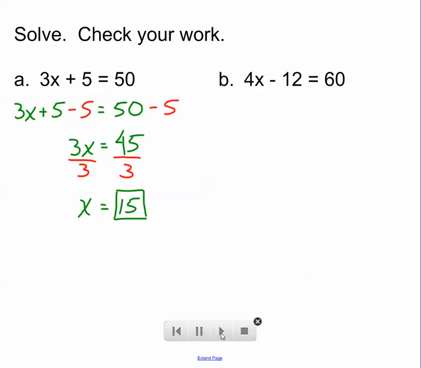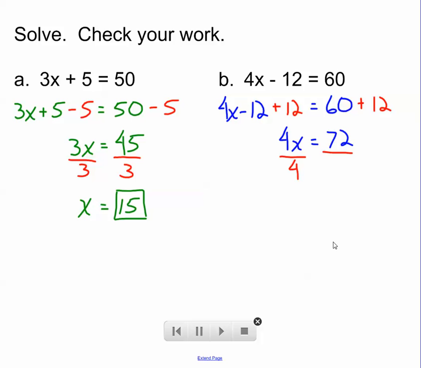All right, next one. I want to get x by itself. First thing I want to do is get rid of that negative 12. And here's how I'm going to do it. Get the original equation here, 4x minus 12 equals 60. And I'm going to add 12 to both sides. 4x minus 12 plus 12 is 4x. 60 plus 12 is 72.